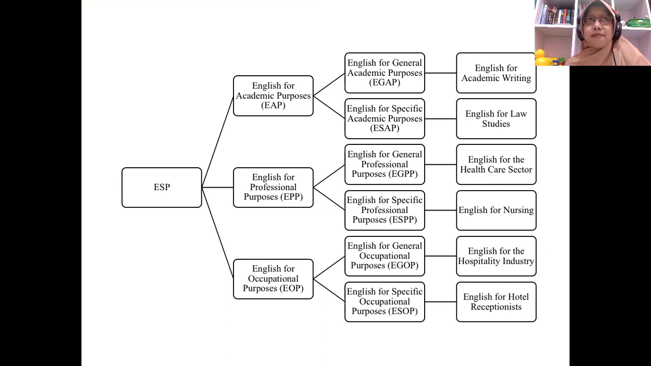Professional means that it is related to law, related to medicine, faculty of medicine, and then English for occupational purposes, occupation, then in the industrial field. All right. So here are some of the divisions of ESP. You can later take a look at it.